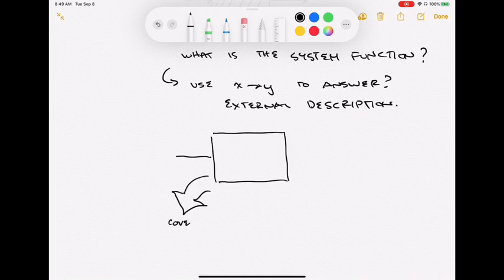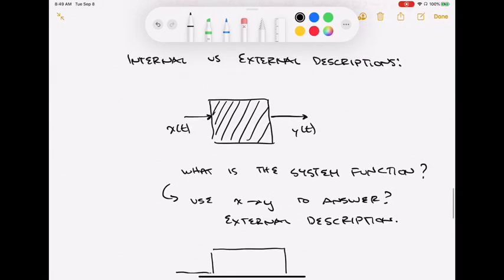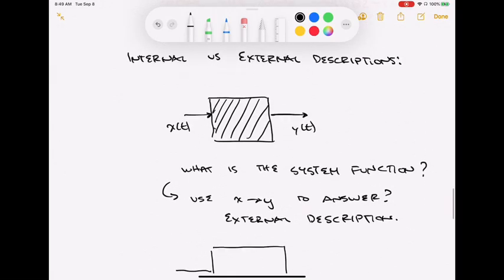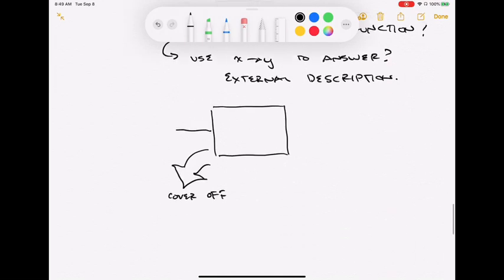Cover off, right? Cover off. It's no longer a black box. Sometimes you'll hear this notation that a system might just be a black box. That black box idea for a system is that you've got a cover on there, you can't see it. I pull that cover off, and now all of a sudden I might see something like this.